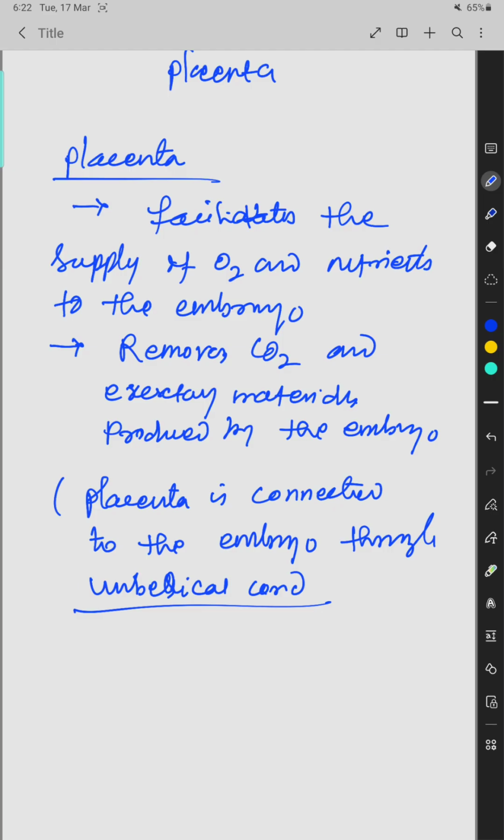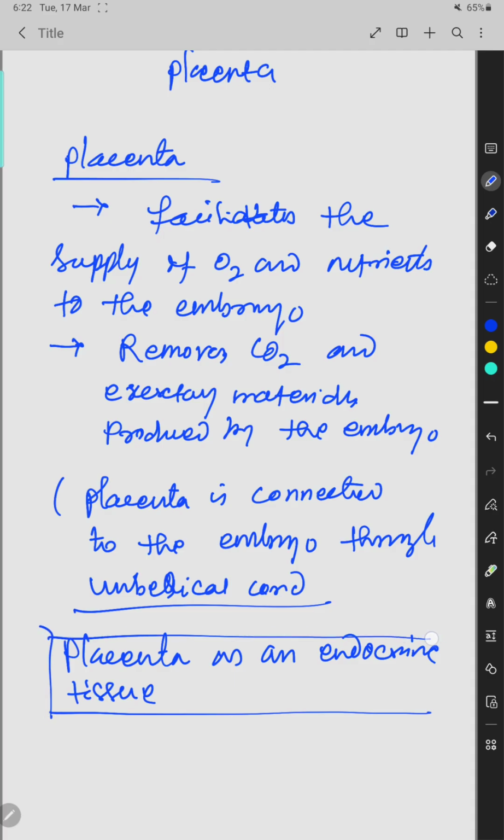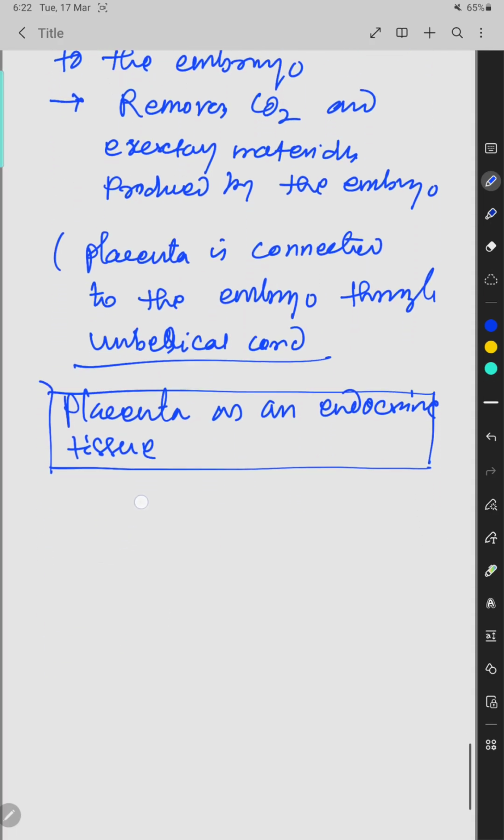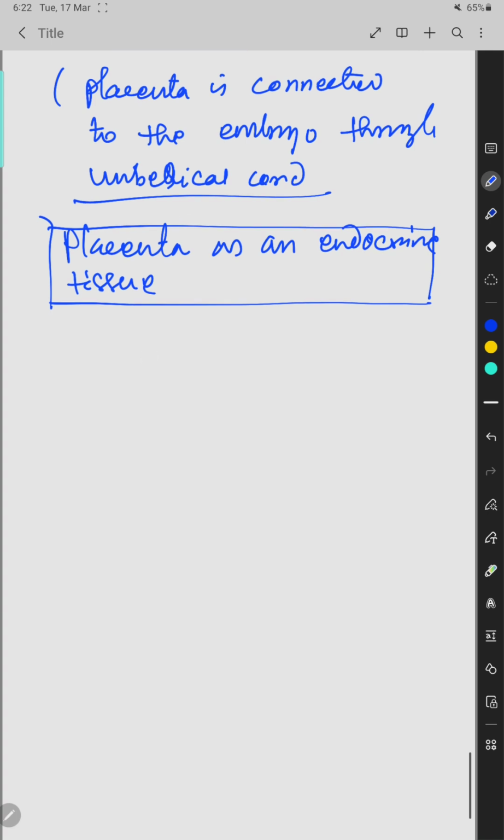Now another most important question comes in your exam. Describe how placenta acts as an endocrine tissue. Placenta is an endocrine tissue. So how does it act as endocrine tissue? Let me explain. Because it produces hormones.